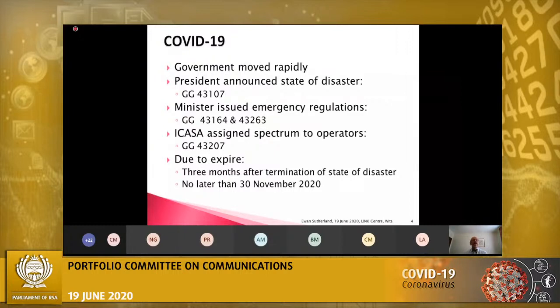Ironically, for all that we were told the Fourth Industrial Revolution would be revolutionary, it turned out that COVID-19 moved things a lot faster. People started using e-commerce and working from home and doing all sorts of really quite clever things very quickly. Government also moved rapidly. The president announced the state of disaster. The minister gazetted the regulations very quickly. The Minister of Communications issued emergency regulations, and ICASA assigned spectrum to operators really quite remarkably quickly.